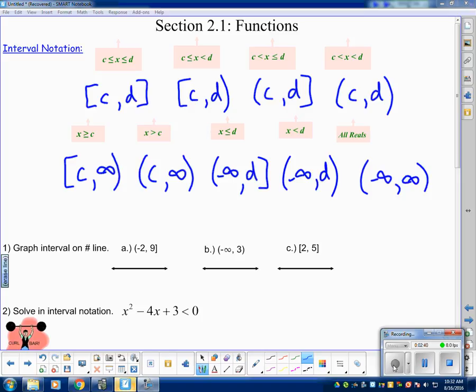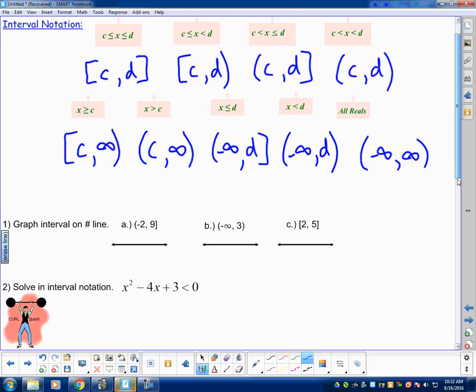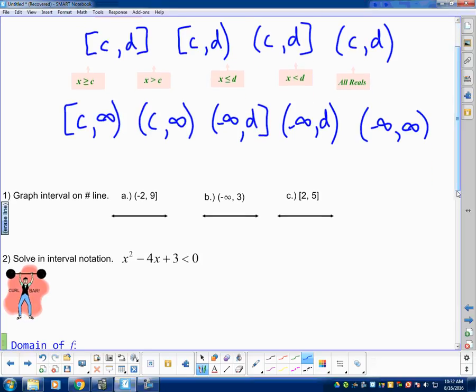All right, let's look at graphs. Graphing intervals on a number line, just so we can get a picture of what some of these intervals look like. From negative 2 to 9, looks like this. We have an open circle at negative 2, closed circle at 9, and we're shading everything in between.